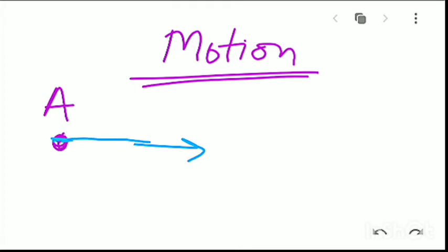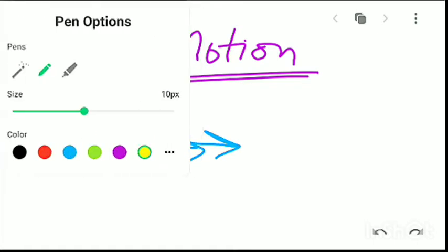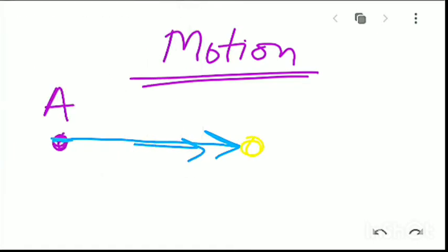After a certain time, it will reach some place. I can say the object from A has now reached a point B. If an object is in motion, it is moving from one place to another. In the beginning it was at point A, and in the end it is at point B. So if an object is in motion, we need to know some new quantities about it.